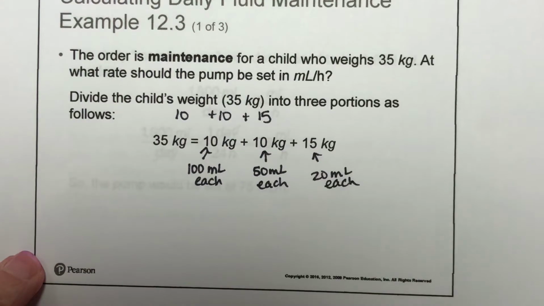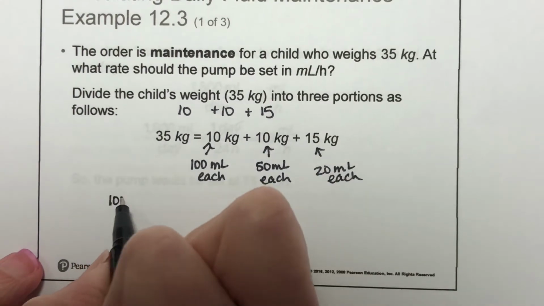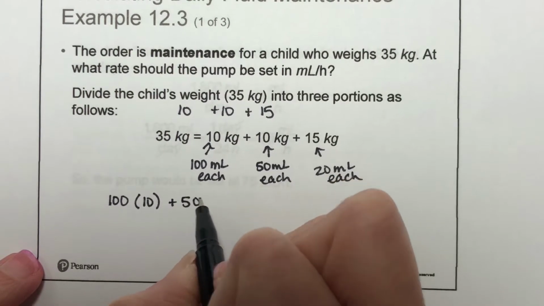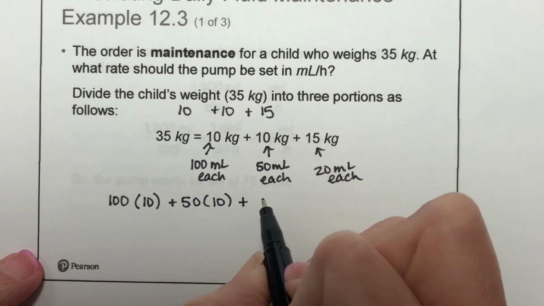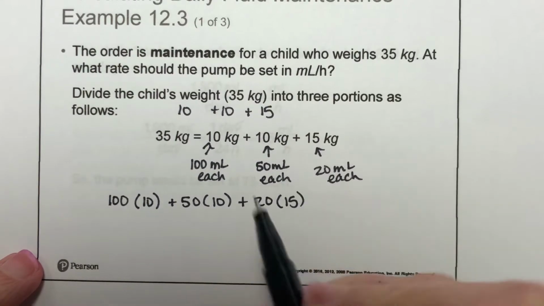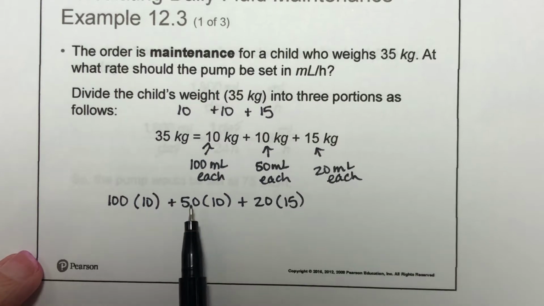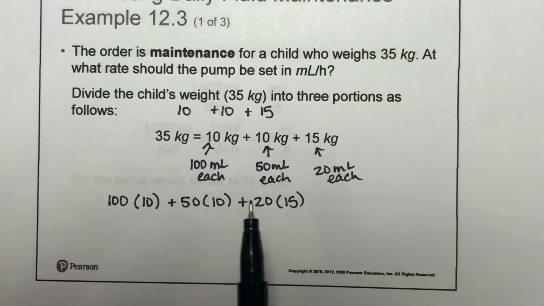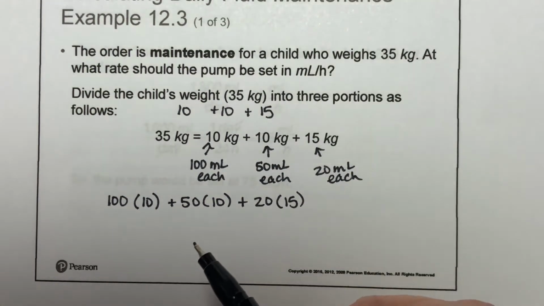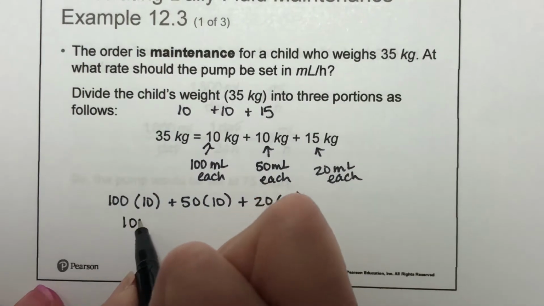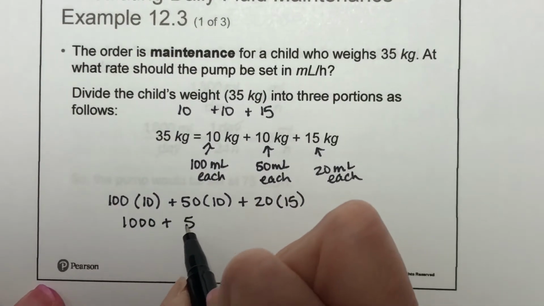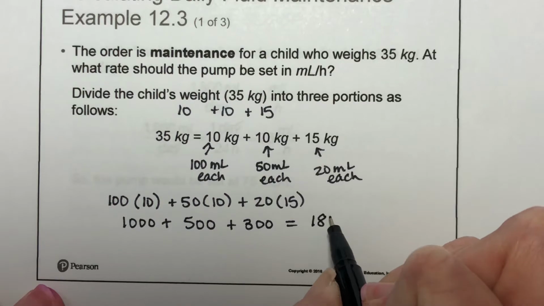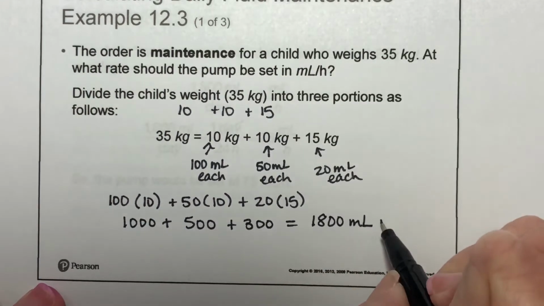So the total amount of fluid the child needs is going to be 100 times 10 plus 50 times 10 plus 20 times 15. 100 for each of the first 10, 50 for each of the second 10, 20 for everything above that. So when you do this multiplication, you get 1,000 plus 500 plus 300, which is a total of 1,800 milliliters per day.